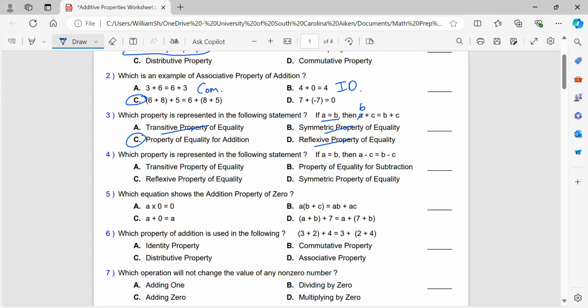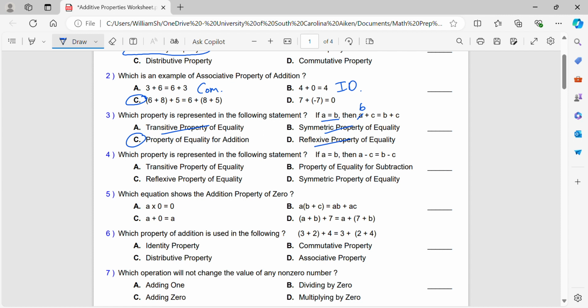Number 4: which property is represented by the following statement? It says if A equals B, then A minus C equals B minus C. This looks very similar to what we did in number 3. The only difference here is we're subtracting.